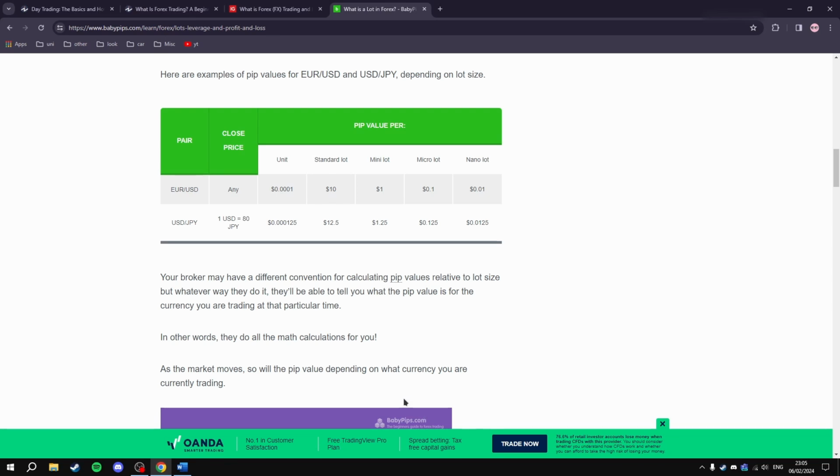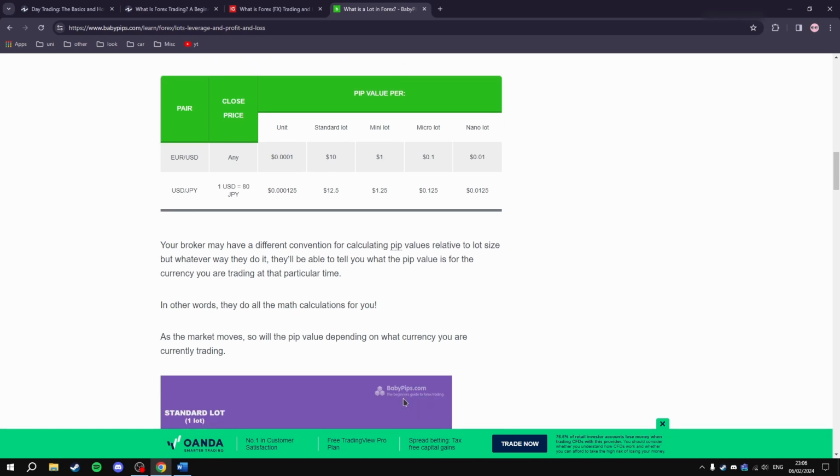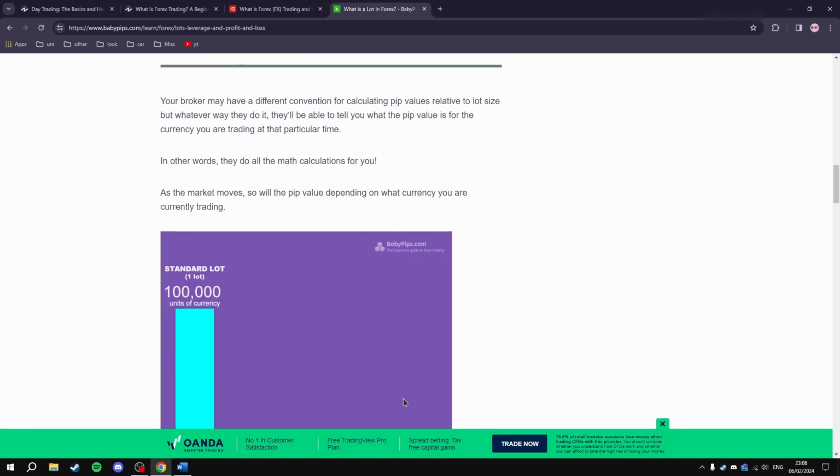they will be able to tell you what the pip value is for the currency you're trading at that particular time. In other words, they do all the maths calculations for you. As the market moves, so will the pip value depending on what currency you're currently trading.